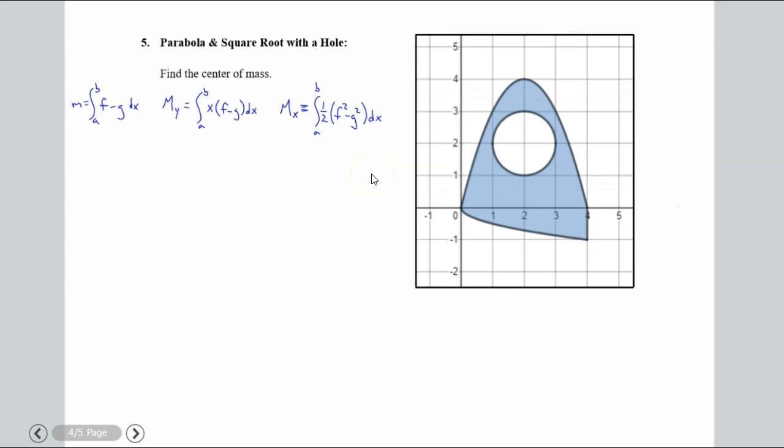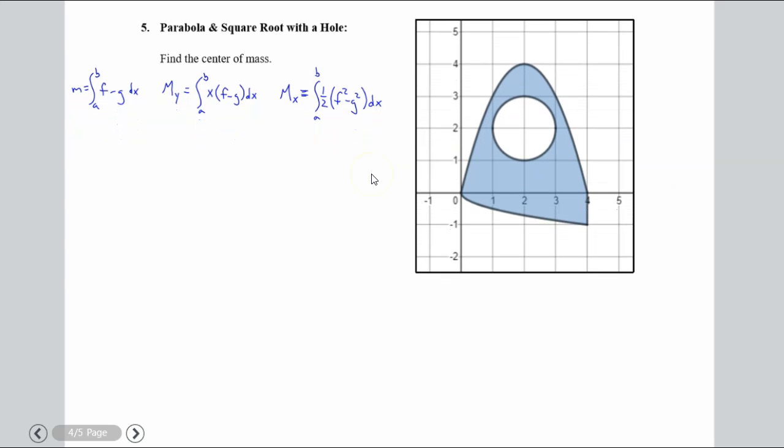Alright, so what we'll be doing is running through how you do it with this composite of functions, but then also maybe holes or pieces added on, things like that. So the first thing I'm going to do is try to find the center of mass of this shape as if it did not have a hole in it. So just the parabola here with the square root function on the bottom.